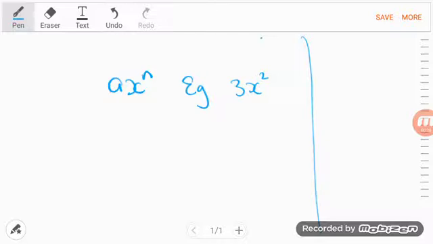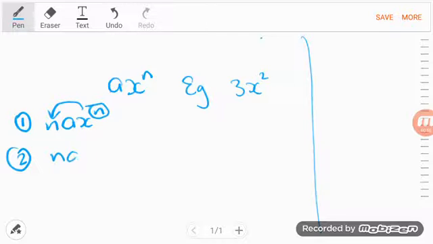Okay, so when differentiating, our first step is to do what we call bringing the power down. So whatever the number our power is, we bring that down and multiply everything by that power. The second step is that we reduce the power by 1.